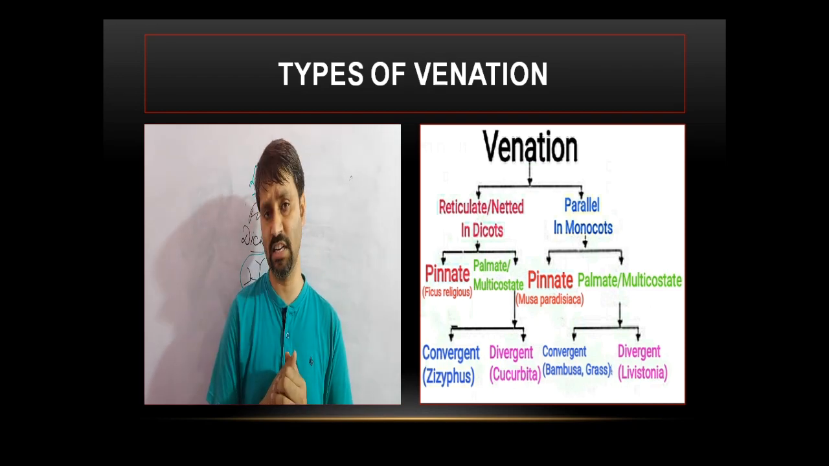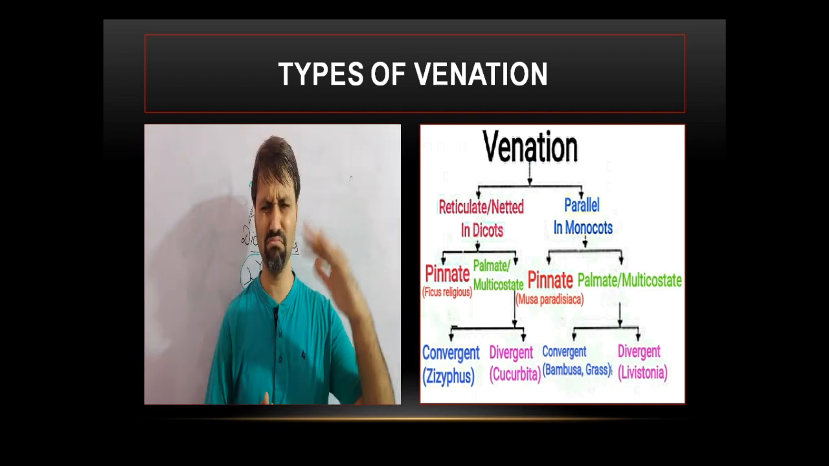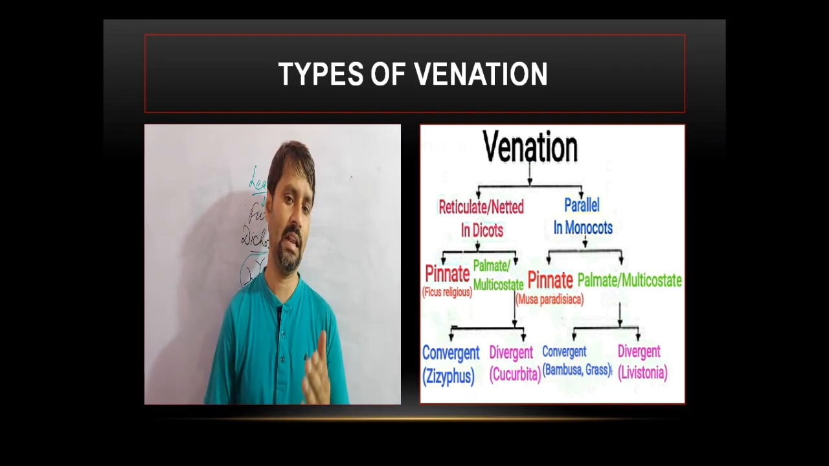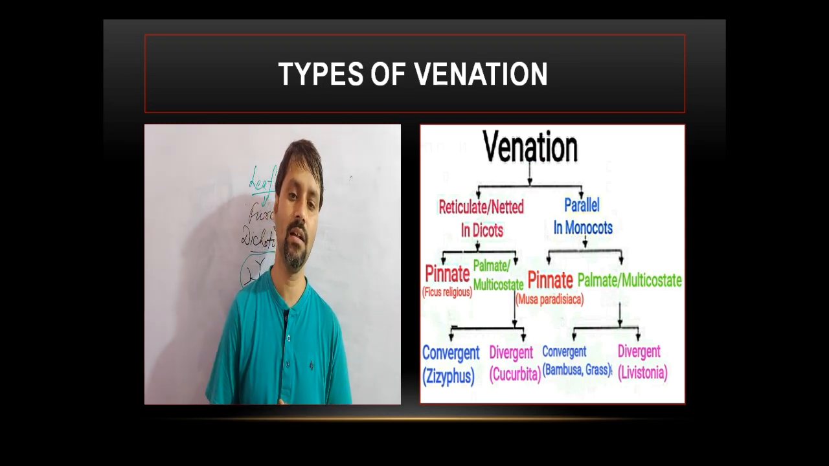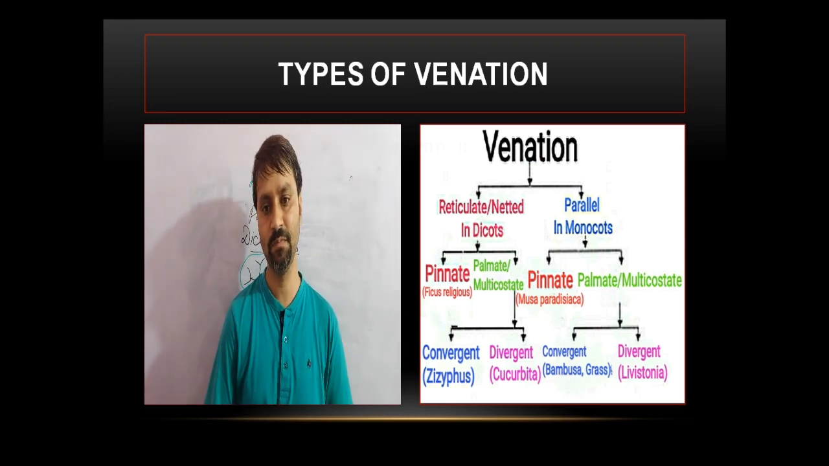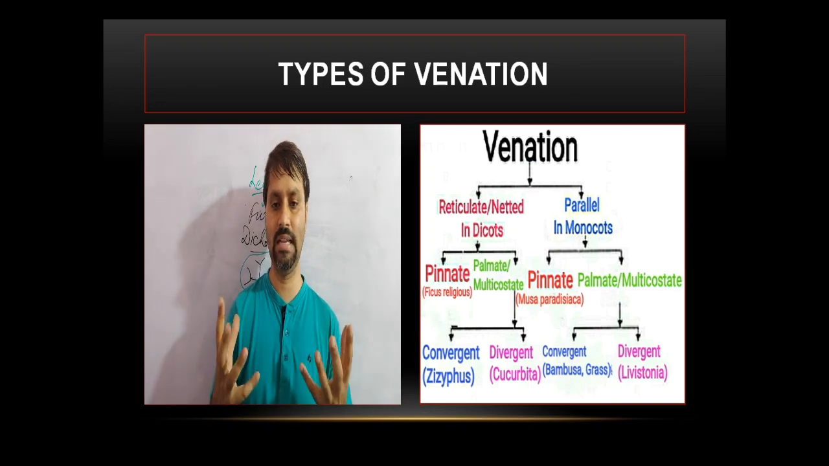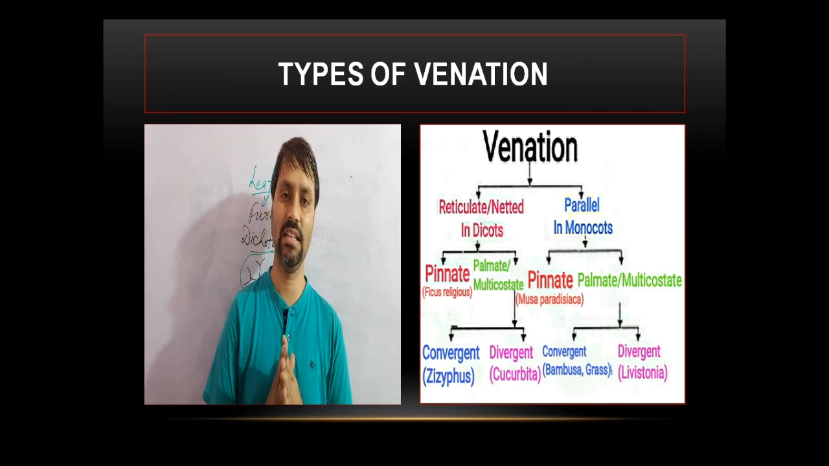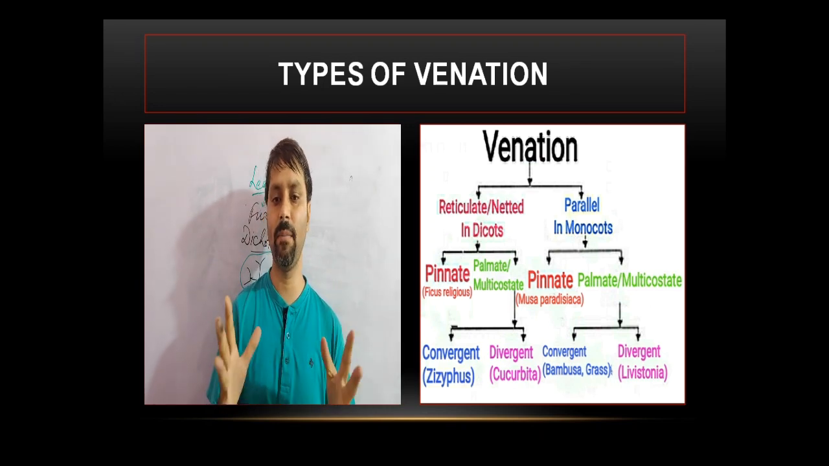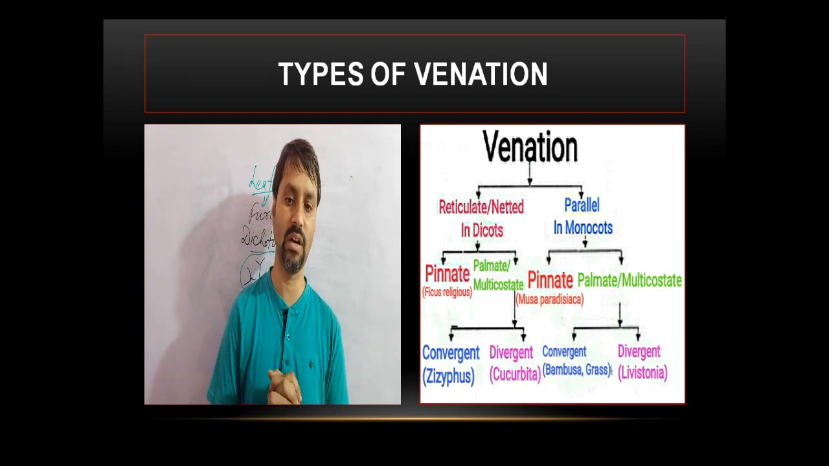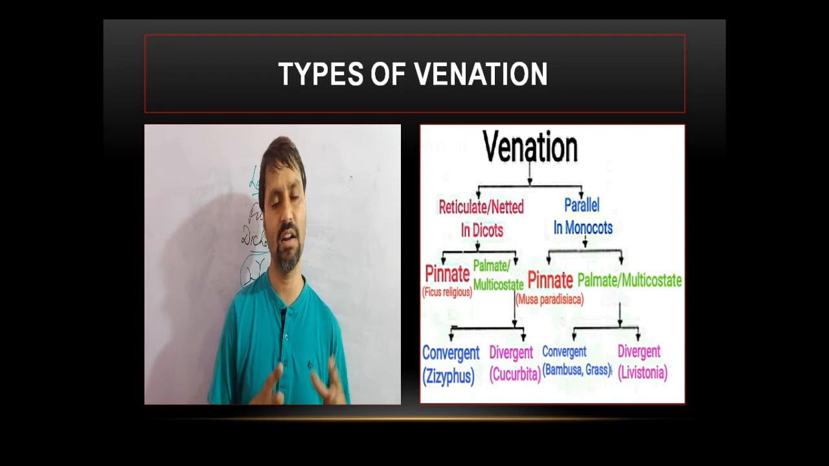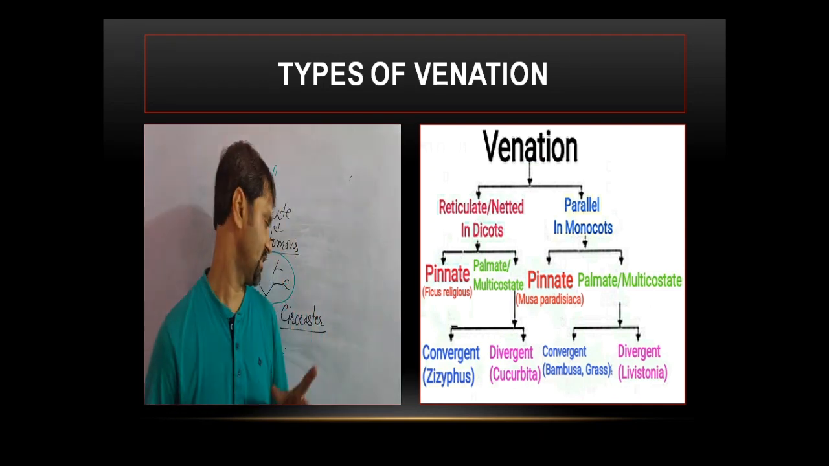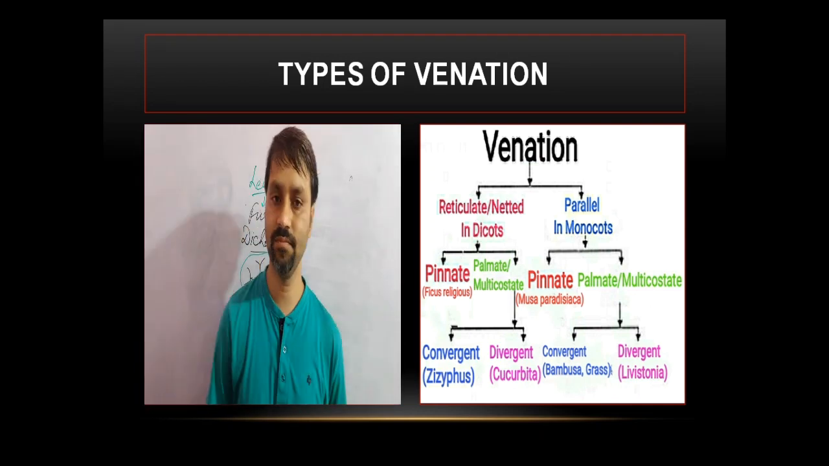Pinnate is present in Ficus religiosa, Mangifera indica, most of the plants. While palmate is of convergent and divergent type. Convergent is present in Zizyphus, divergent in Cucurbita, kaddu. Pinnate parallel in Musa paradisica, that's the kela, banana. Then palmate multicostate convergent in bamboo, grass, के मैंने बताया आपको, and divergent in Livistona, and one is furcate, very rare, it is in Ceriaster.